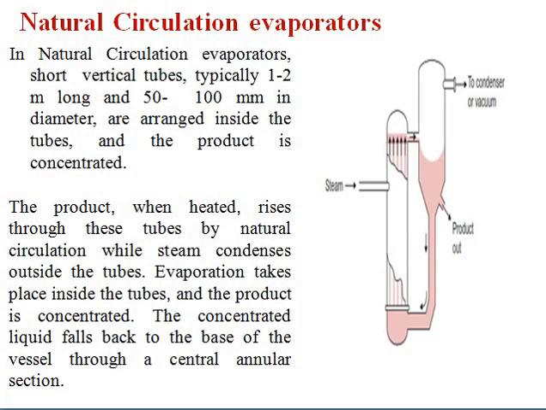Next one is your natural circulation evaporator. Natural circulation, as the name indicates, means the circulation of your food product will be natural, means there is no energy we are applying to circulate the food product. In natural circulation evaporation, short vertical tubes, typically 1 to 2 meters long and 50 to 100 millimeters in diameter, are arranged inside, and the product is concentrated. You can easily see here the construction of a natural circulation evaporator.